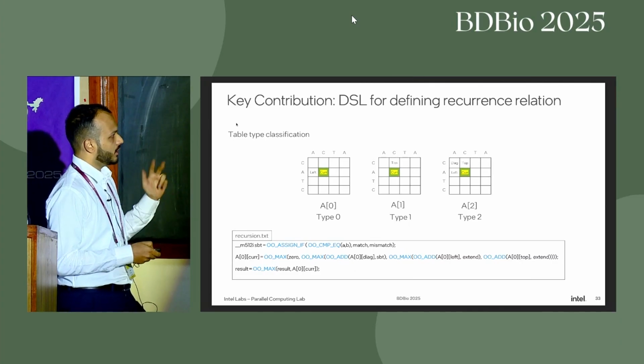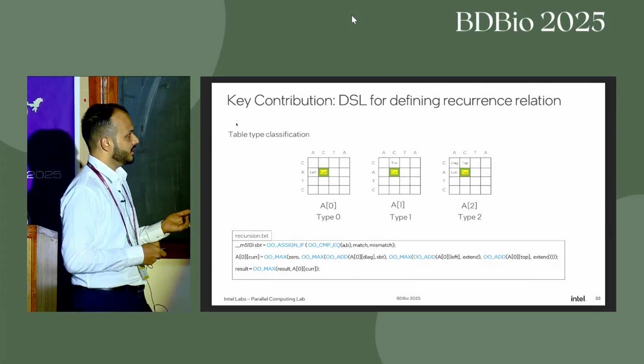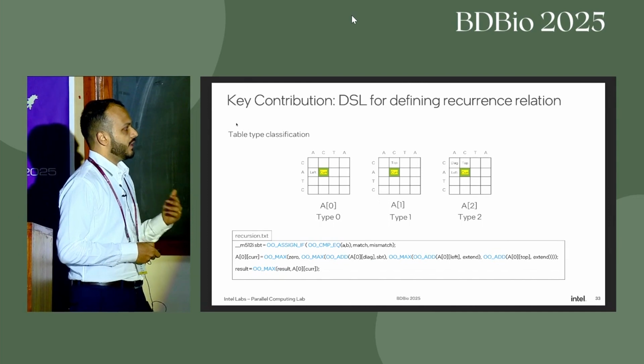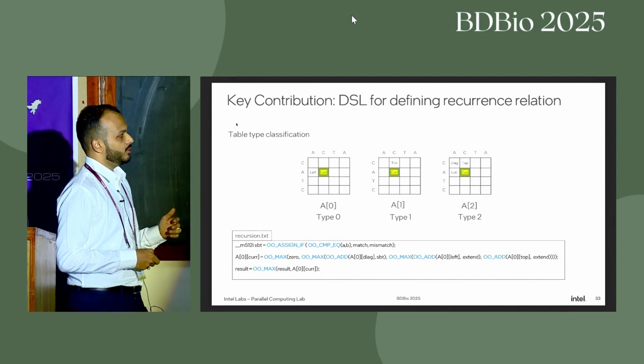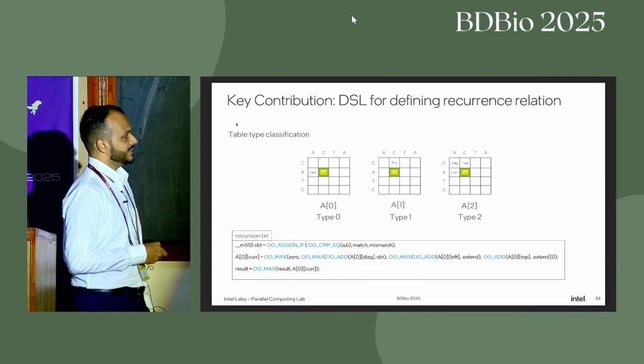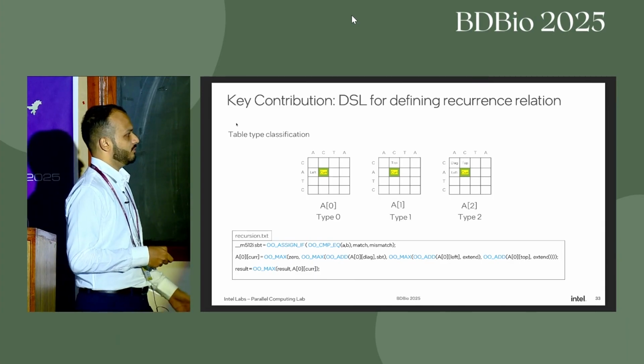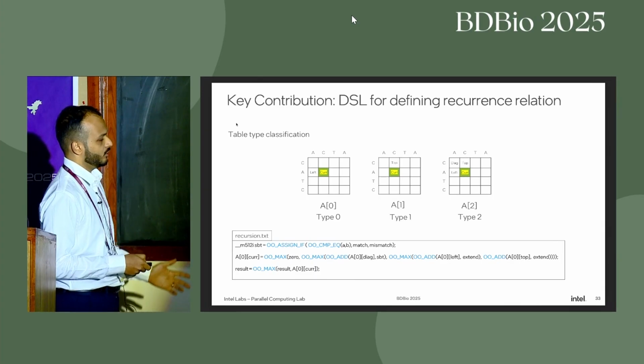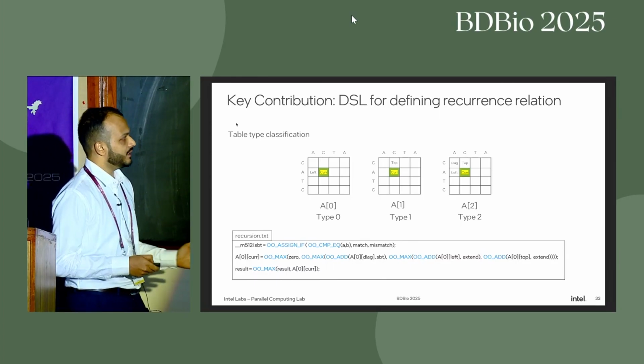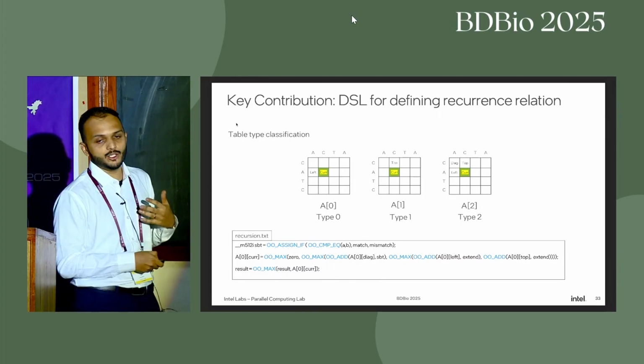Second, to complete the recurrence relation translation, we needed a way to define the DP tables. Some problems, as I said, could have only one DP table, some could have multiple. So in this example, we have 3 DP tables, and to denote that, we have a notation where we name the first DP table A of 0, A of 1, and A of 2, which is very general in computer science.